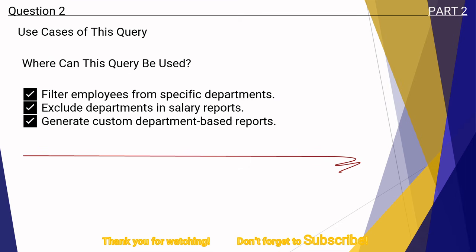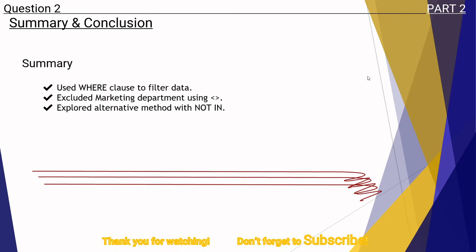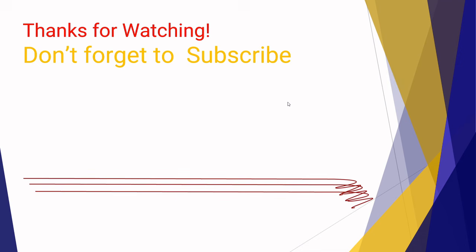This query is useful in real-world scenarios like filtering specific departments in HR reports, generating salary reports without certain teams, or analyzing department-wise performance. To summarize, we used SQL to filter employee details and exclude the marketing department using both the not equal to operator and not in. This is a useful technique in real world applications.